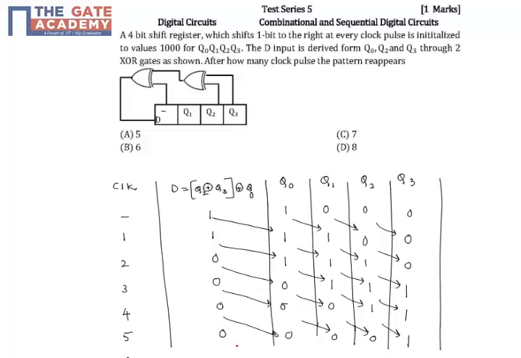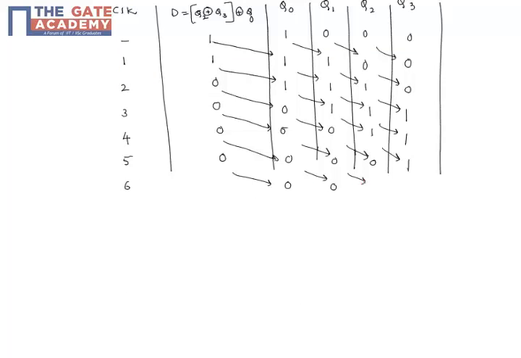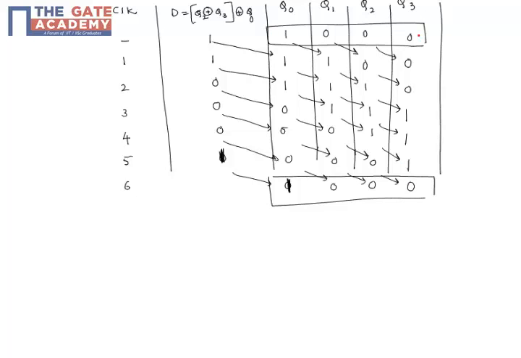So sixth clock pulse, 0 will come to here. Sorry, 0 1 is exclusive OR 1, 1 exclusive OR with 0 is 1. So this is 1. So this 1 will come to here. Now you can see the same pattern, 1 0 0 0, appears. So that means how many clock pulses? 6. So the number of clock pulses required is 6.